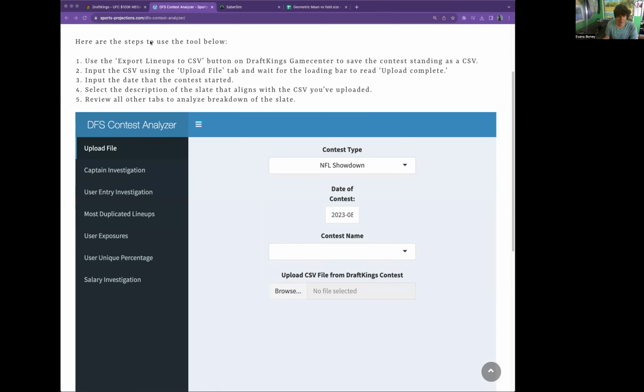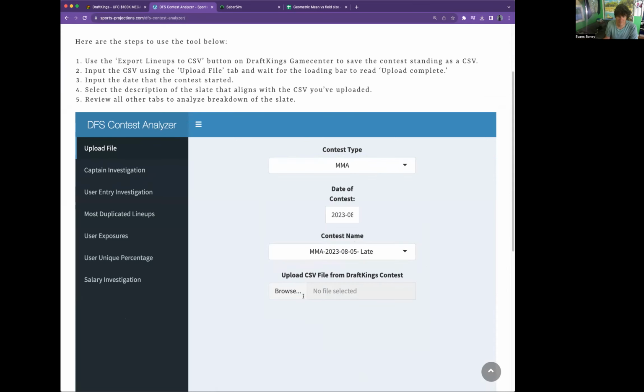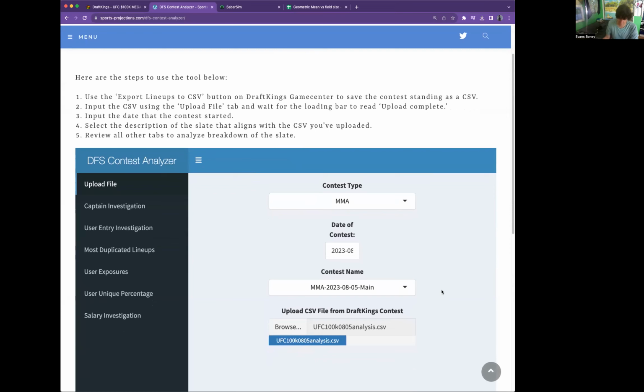So it's 8-5 and 8-10. Okay, so 8-5, the MMA slate. Not the late slate, not the late slate. You've got to be careful with that. The regular main slate. We're going to see what the pros did, because first you want to learn from the pros. So I have earlier pulled in here somewhere PGA ones, but not the MMA ones. They're just down here somewhere. There they are. Yeah, UFC 100K 0805 analysis. So now we can see what the big dogs did. What did their lineups look like?